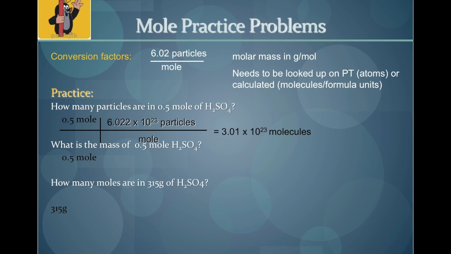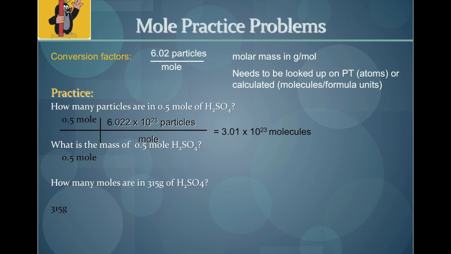molecules. So a half a mole, that's going to be half of Avogadro's number. So 3.01 is half of 6.02, so that makes sense. So for the next question, what is the mass of 0.5 moles of H2SO4? So in this case, the molar mass is what we want.